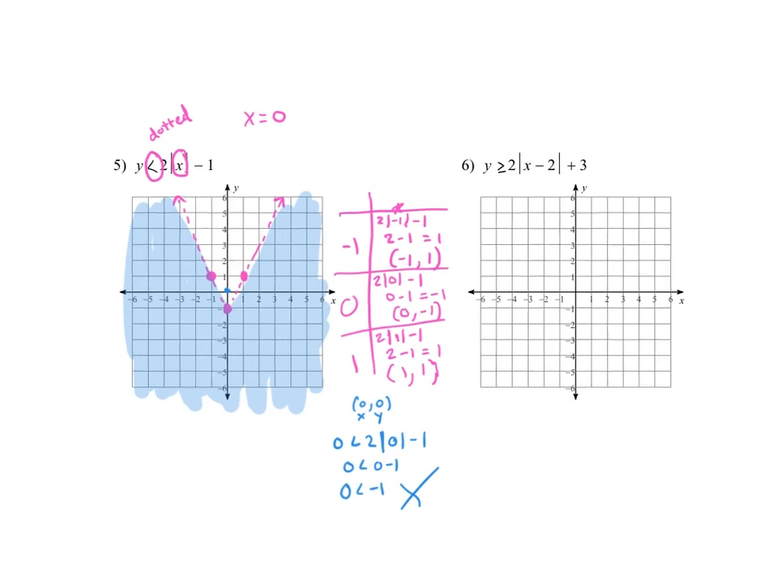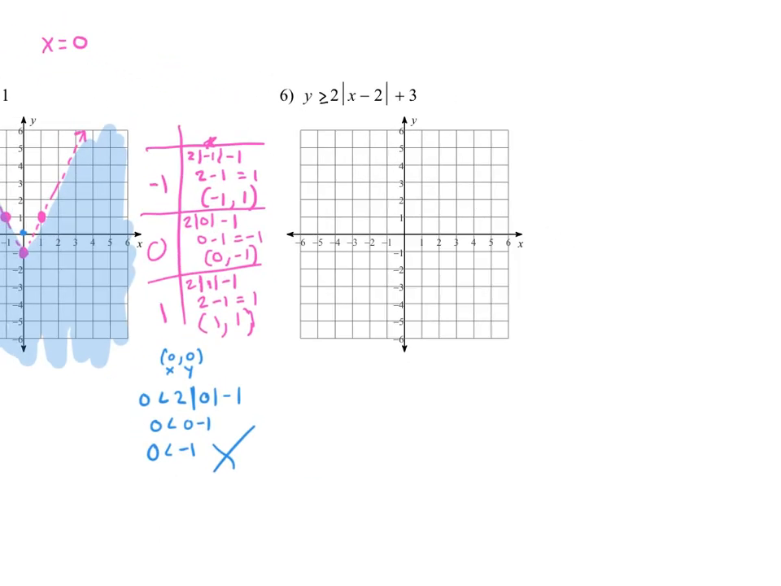Okay, last one, number 6. So first thing we're going to do, find out what numbers we need to plug in. So we set inside of our absolute value equal to 0. X minus 2 is equal to 0. We solve for x, so we need to add 2 on both sides. We get x equals 2. So 2 is going to be that middle number we plug in.